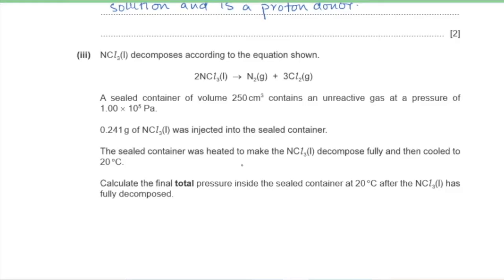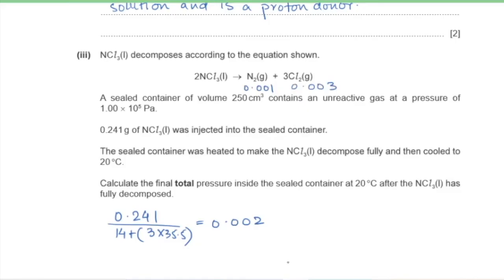So starting off with the moles of NCl3 that were injected into a sealed container of volume 250 cm3, moles is equal to the mass of NCl3 divided by the molecular mass of NCl3. So it's going to be 14 plus 3 times 35.5, and that is equal to 0.002 moles. Now 0.002 moles of NCl3 was injected, therefore we are going to have 0.001 mole of nitrogen gas being produced and 0.003 moles of chlorine gas being produced.